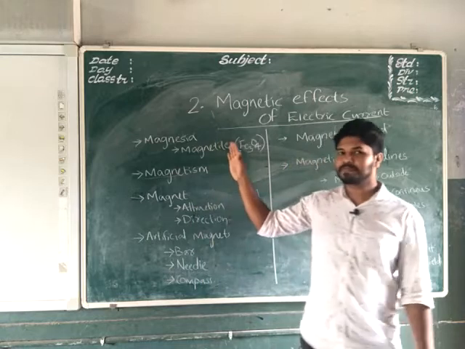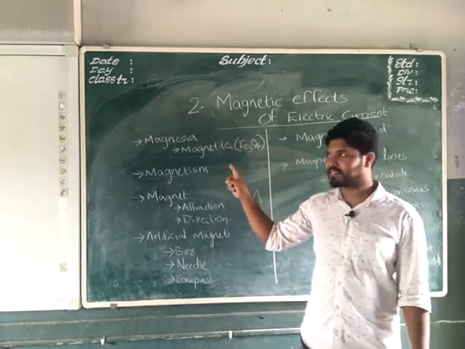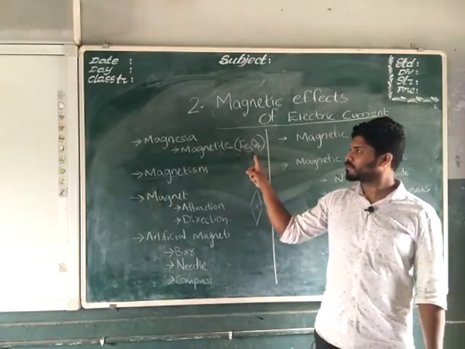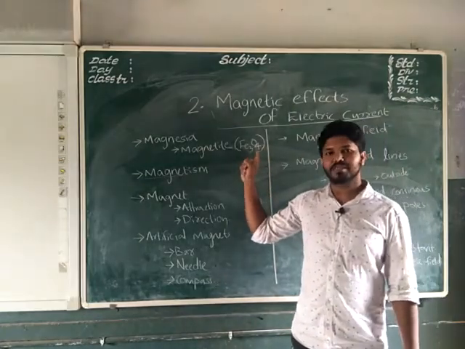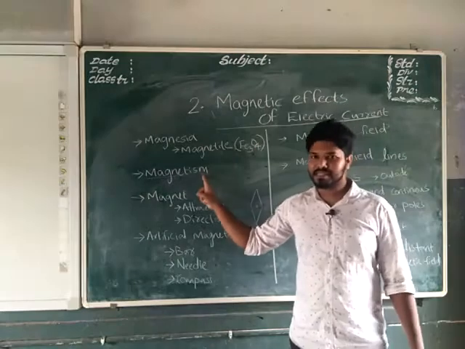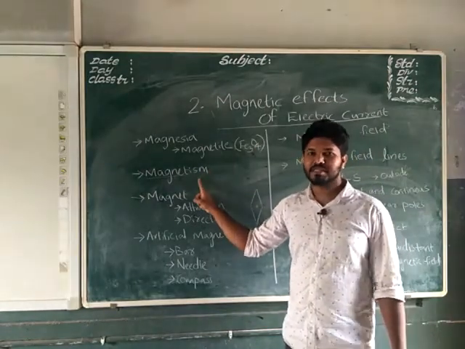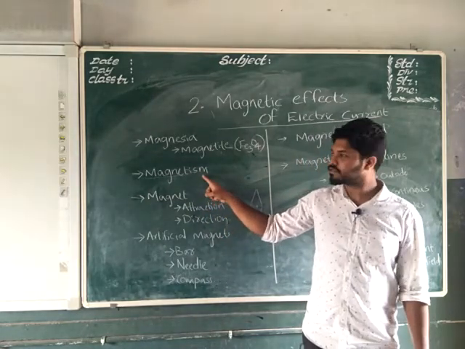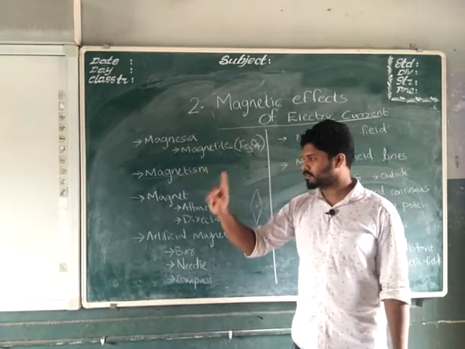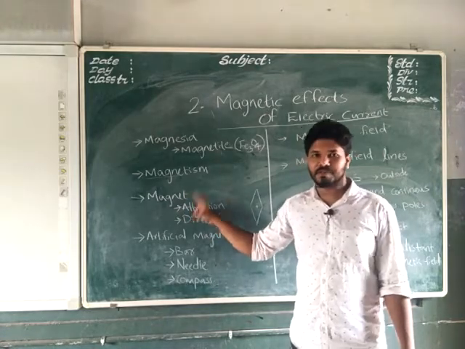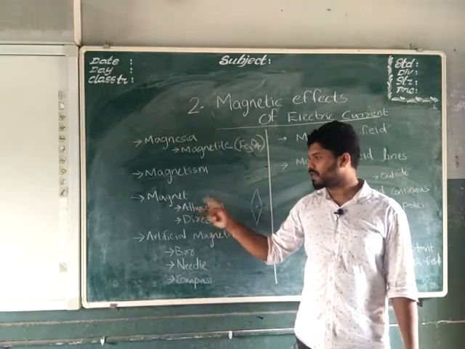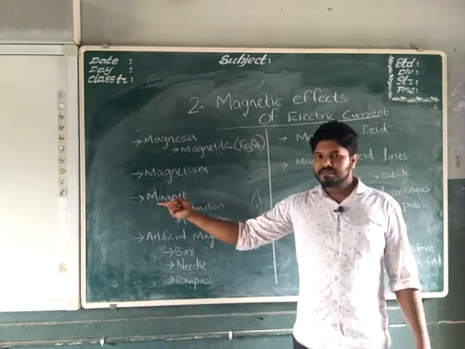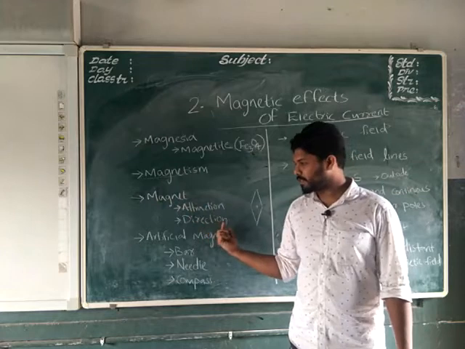So once again, from the history of the magnet, this point you have to remember, this is important: the chemical formula of magnet is Fe3O4. Magnetism is the property by which a substance attracts iron particles towards it. That is called magnetism. A magnet is a substance which possesses two properties, attraction and direction. So a magnet is a substance with attractive and directive properties.